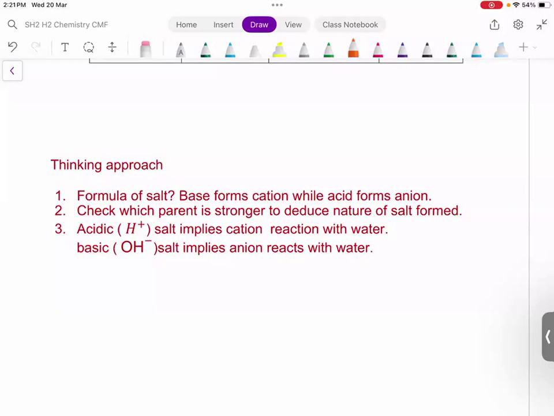But if the parents are a strong acid and a weak base, then the dominant gene is the acid, so it will give rise to an acidic salt. If the parents are a strong base and a weak acid, then it will be a basic salt. It follows the gene of the stronger parent. Both strong will be neutral, and both weak will be neutral, so we don't consider them. Weak acid, weak base salt is out of syllabus. We don't need to consider it.